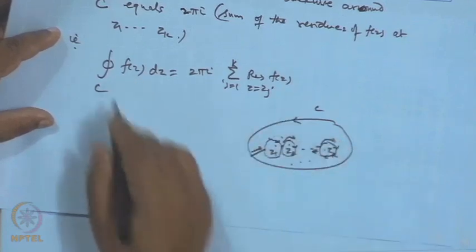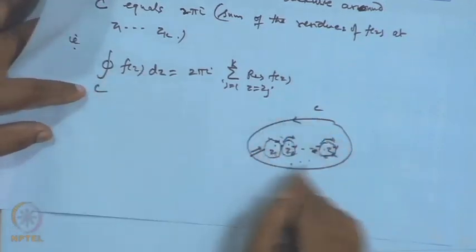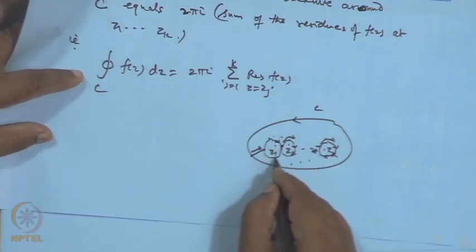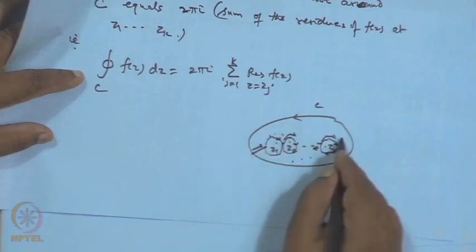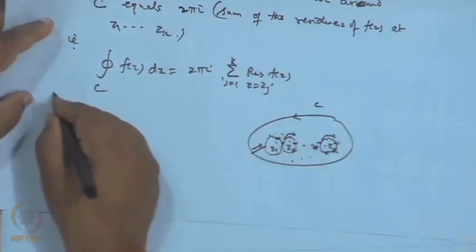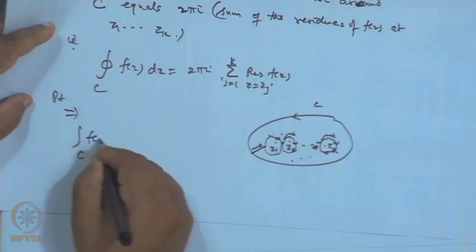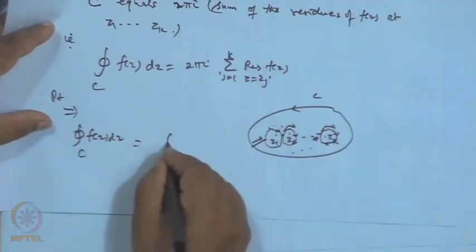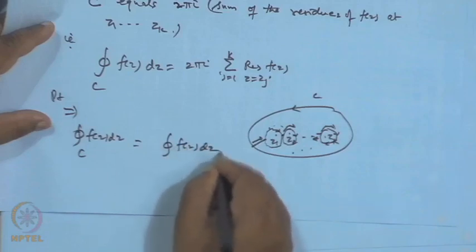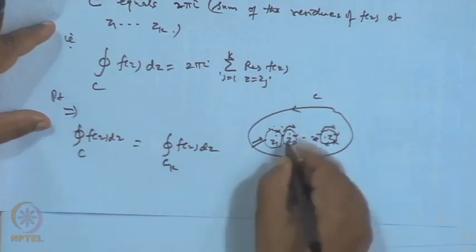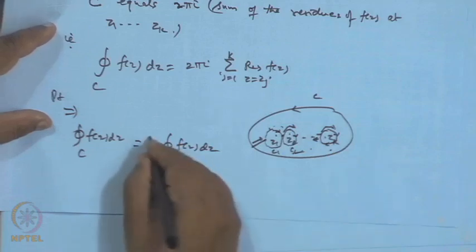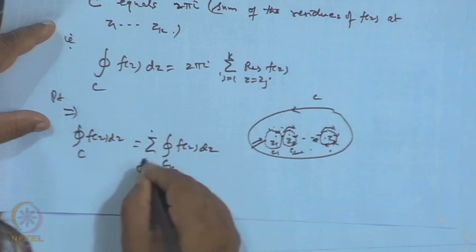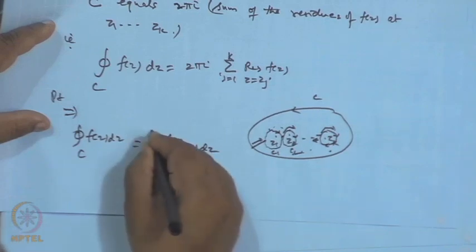function is analytic. So, the integral along the outer boundary C plus this integral must be 0, but here the integration is taken in the clockwise direction, here it is anticlockwise. So, we get from here that the integral of the function f(z) along the outer boundary will be the sum of the integrals of the function f(z) dz along the inner boundaries, say C1, C2, ..., Ck.